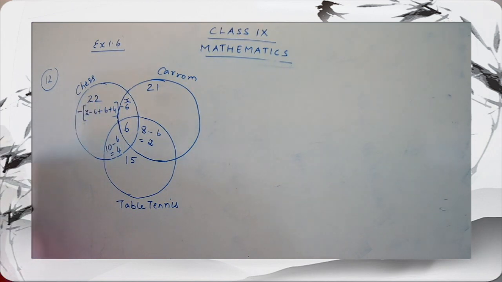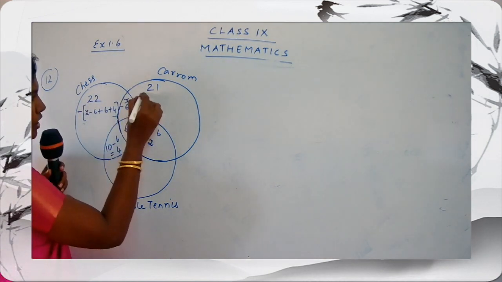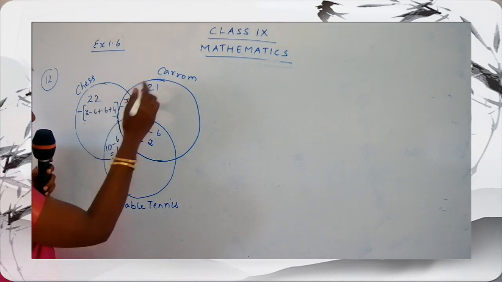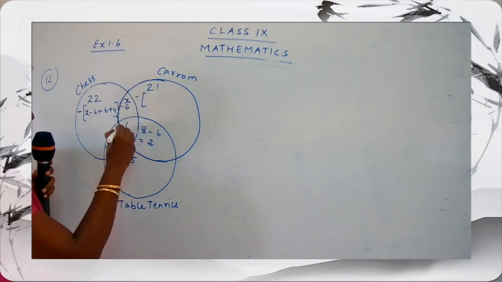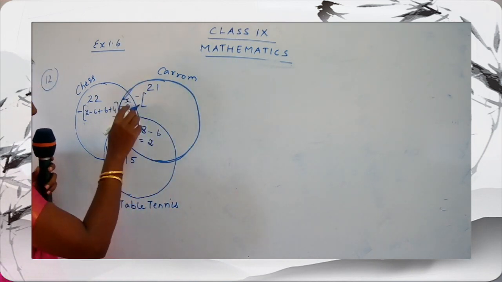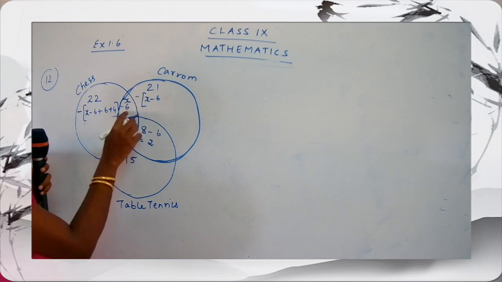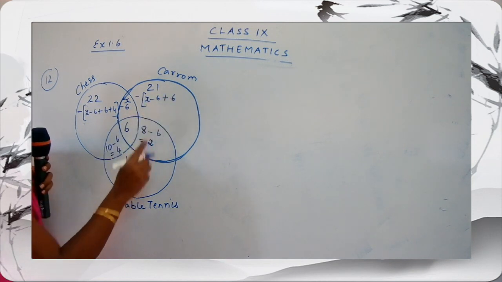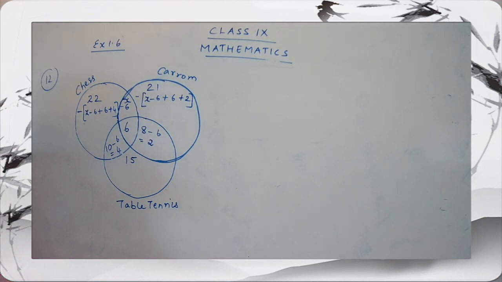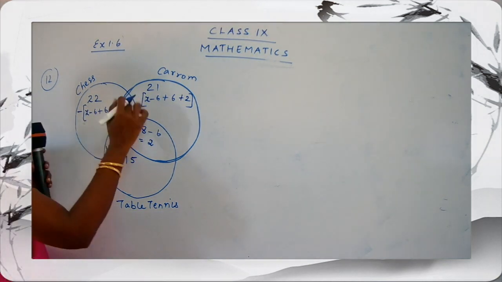Okay? Let's come to this part. From 21, what are you going to subtract? From 21, we are going to subtract, see this area. You are just going to consider this circle. So what are you going to subtract? X minus 6, then plus 6, then plus 2. I hope you people can see the numbers, children. Can you see the numbers? Yeah, it's clear.